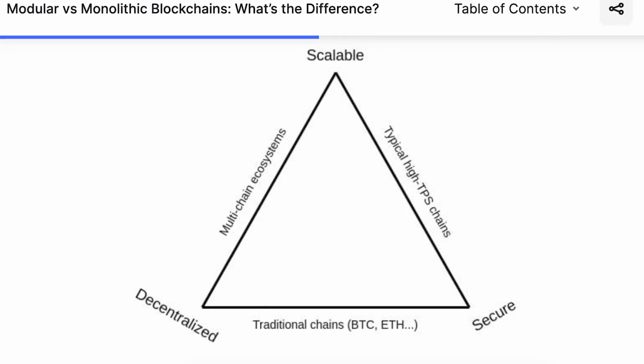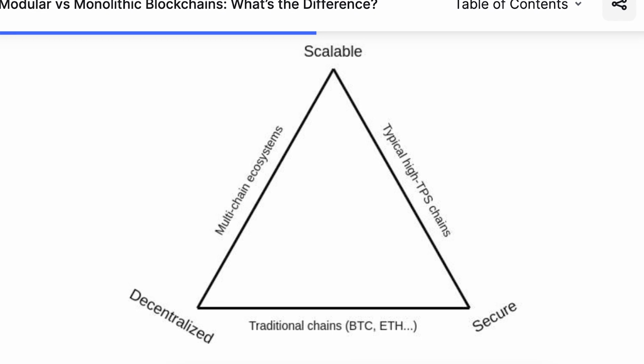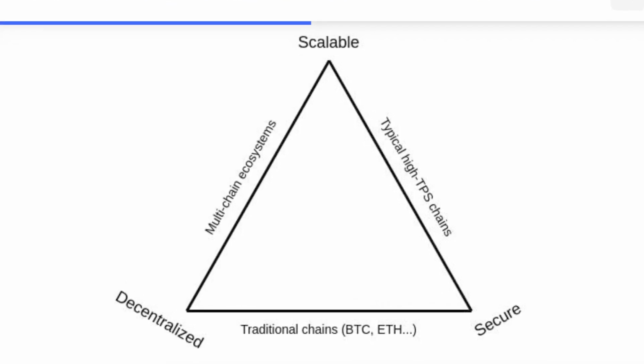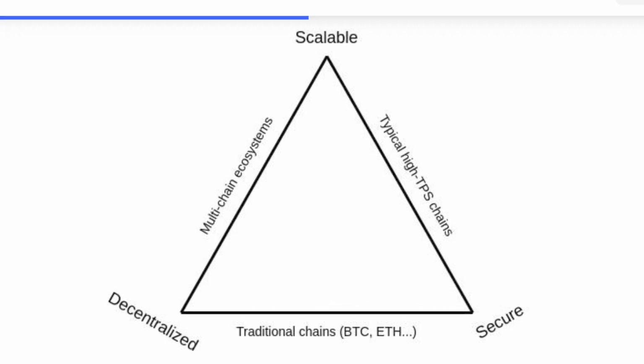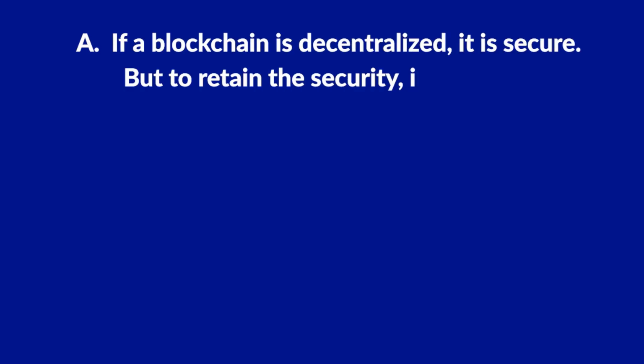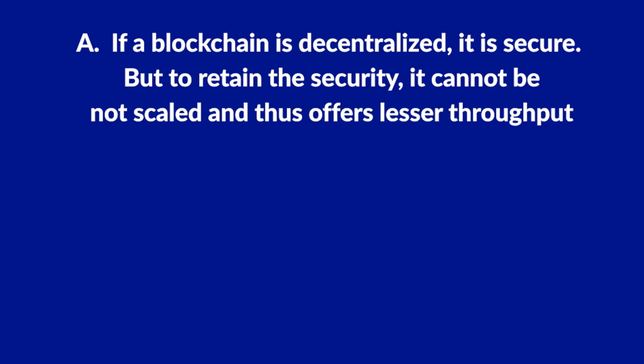The problem with a monolithic blockchain is that the node is required to perform all three actions all at once. If, however, the blockchain were to compromise any of the three aspects, then the blockchain trilemma comes in. It consists of scalability, decentralization, and security. The reason it is a trilemma is that a blockchain in the traditional sense can only achieve 2 out of 3 of these components. In essence, if a blockchain is decentralized, it is secure. But to retain its security, it cannot be scaled and thus offers lesser throughput.